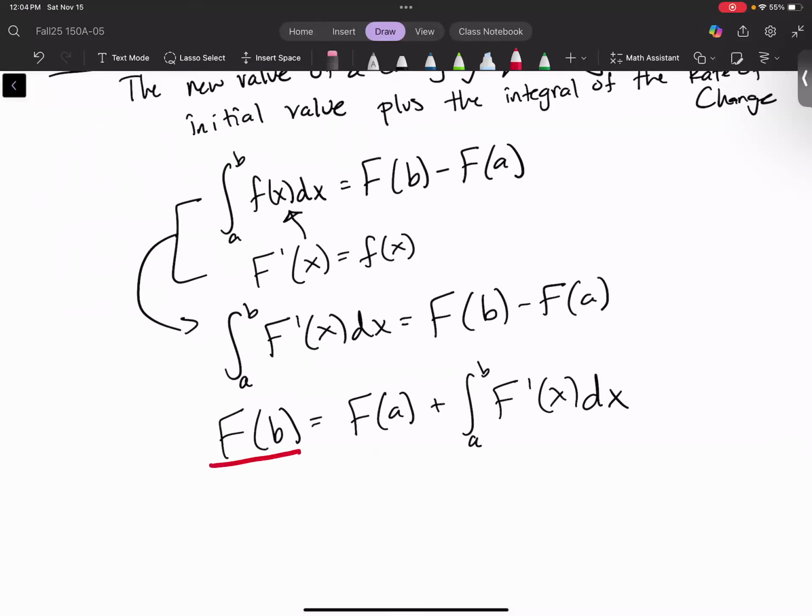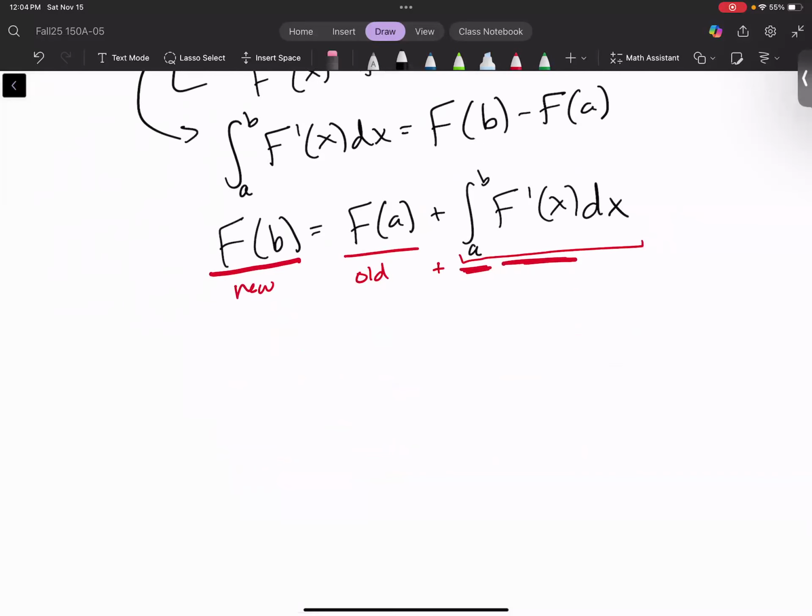My new value equals my old value plus, and this is the amount of change. It's the integral of the rate of change, right? The derivative is the rate of change. Okay. But you could think of just that whole expression as the amount of change that's happening. Okay. So let's try it. Let's try it.